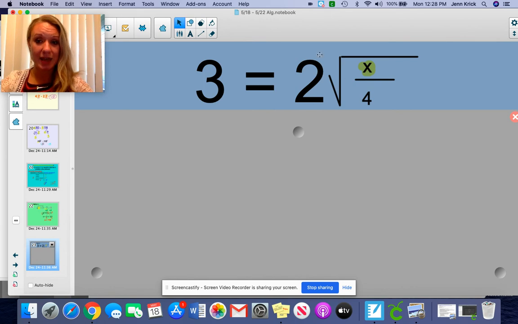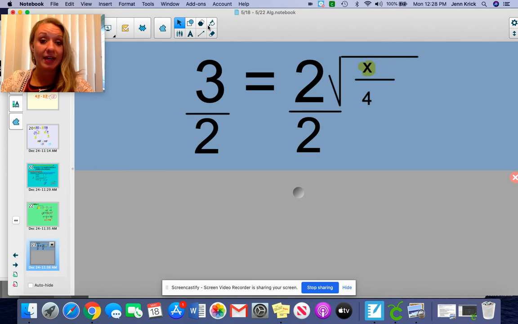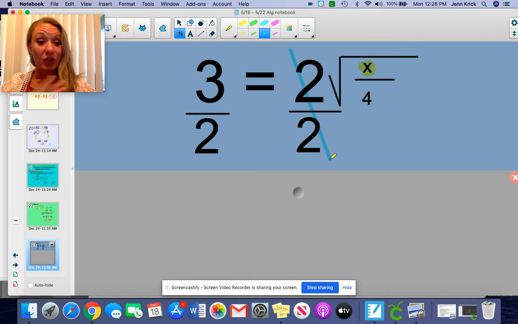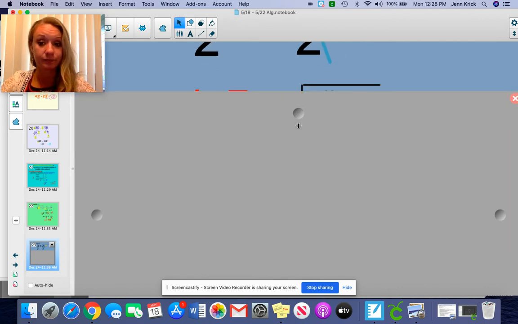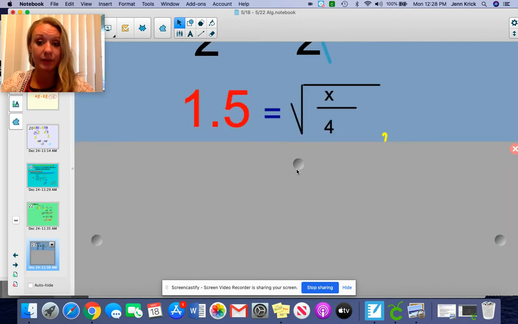Okay? To do that, if 2 is being multiplied, what's the inverse of multiplying? Well, I know that it's dividing. And then as soon as you divide away this coefficient here, it goes away. And then obviously you're left with just the square root of x over 4. And then I know that 3 divided by 2 is 1.5. So here's what I have right now, you guys. I've got 1.5 equals the square root of x over 4.